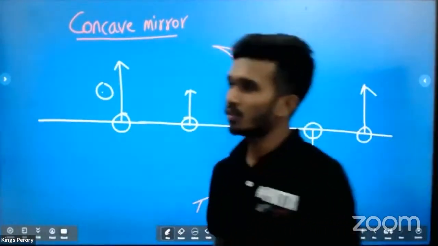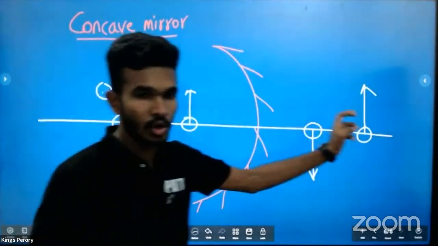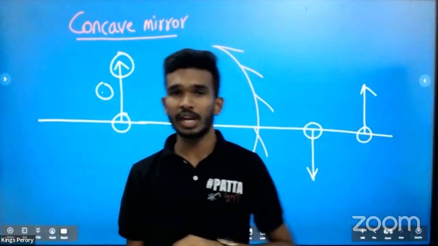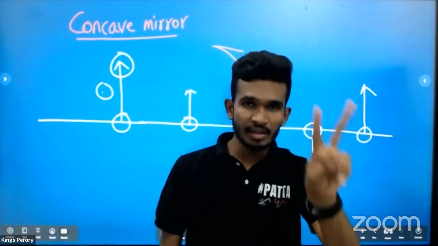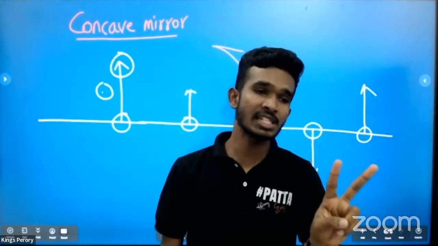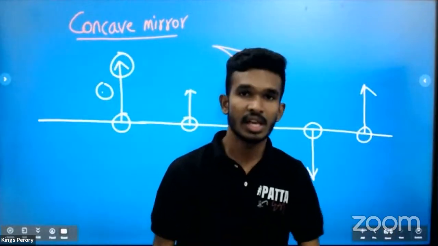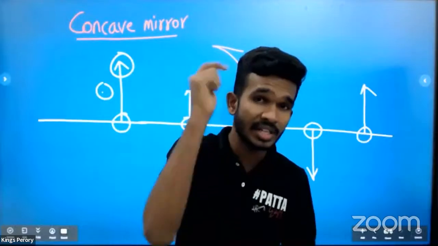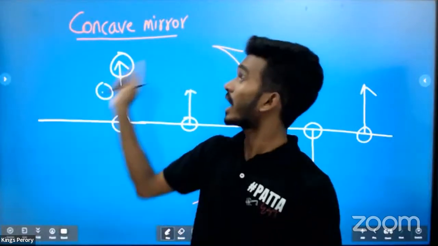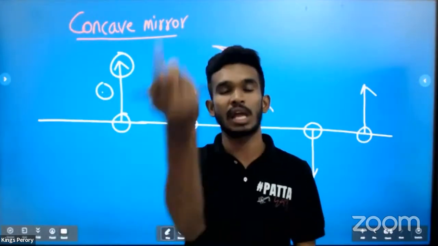That is one point. Then what's the only problem we have? The head of the object. Foot, no problem, it is always going to be formed on the principal axis. Our issue is with the head. From the head, we send two light rays. We reflect them, and the place where the reflected rays meet is the place where the head of the image is formed in the concave mirror. The foot is on the principal axis. So when you know the head, and the foot is on the principal axis, connect them and you will have the image.